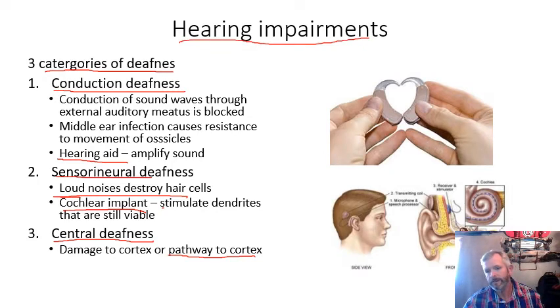So that's it for hearing and what's taking place in the ear with our equilibrium and hearing. Now we're going to move into the most complex of the special sense organs, and we have the eye. We have a lot that has to take place for us to get our vision, to get our visual sensation.